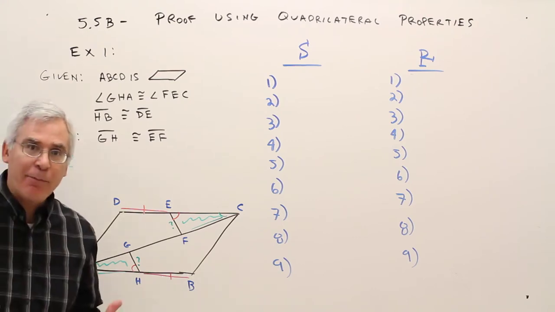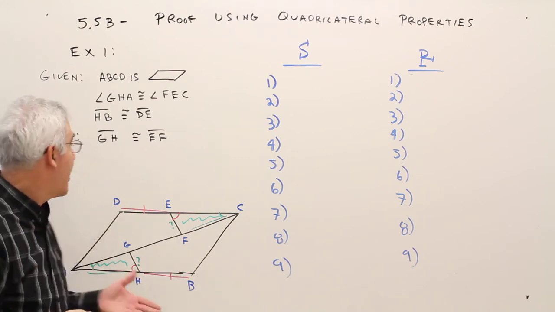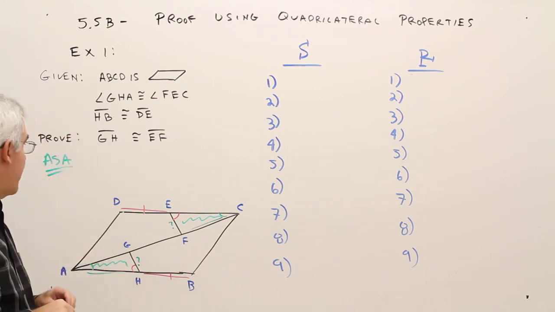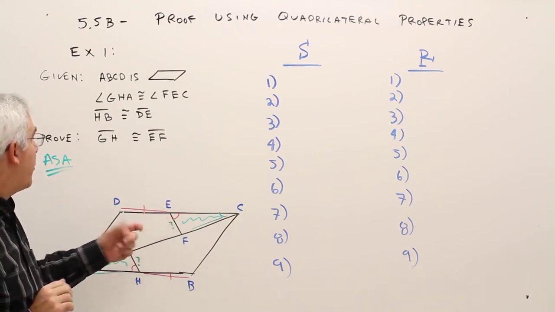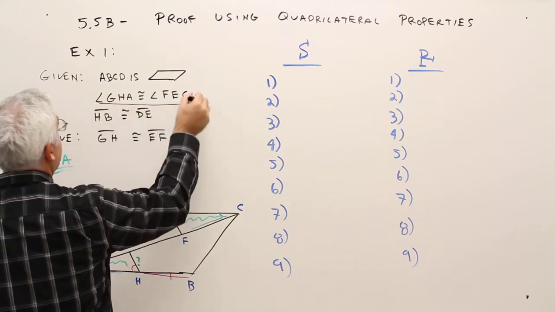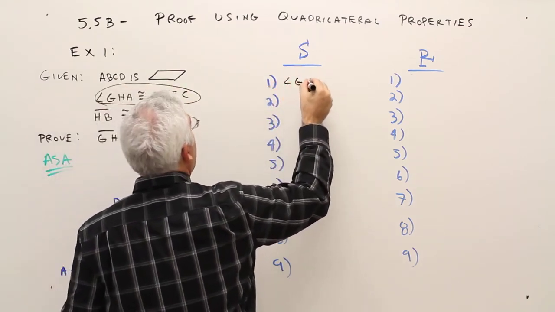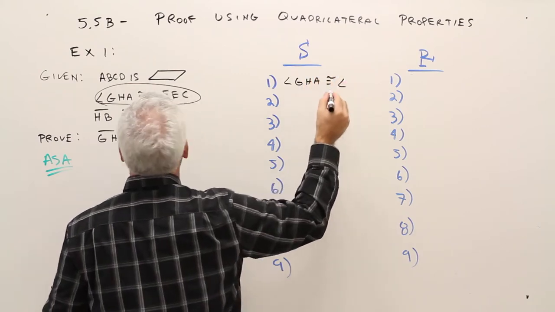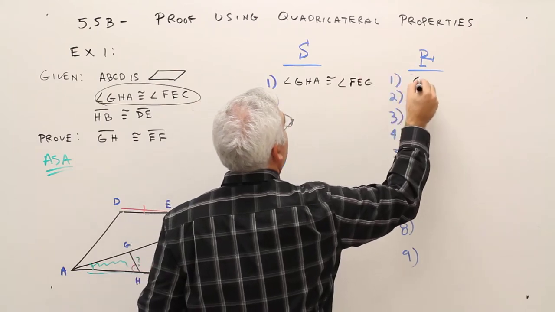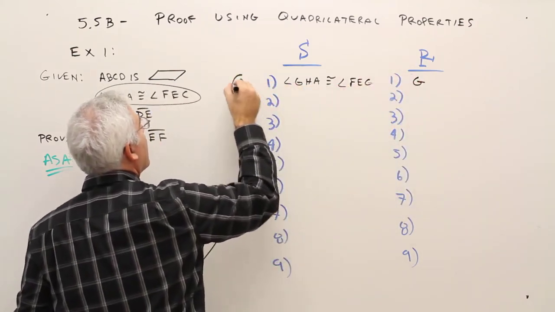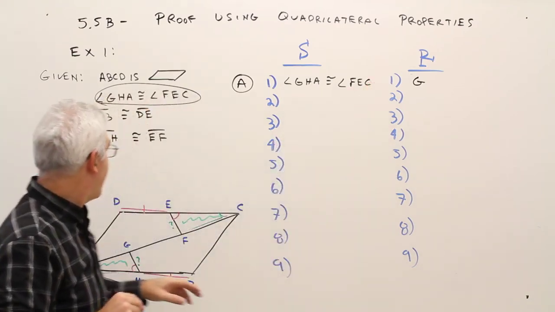So now I have a game plan. Now and only now do I start writing down the proof. And again, I'm going to go in ASA order. So I guess I could start with those angles that were provided. So I could say angle GHA is congruent to angle FEC, given. Okay, then what I want to do is get the sides.